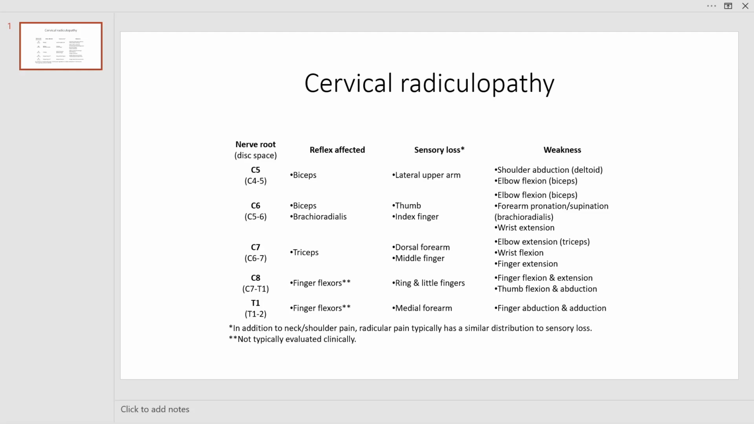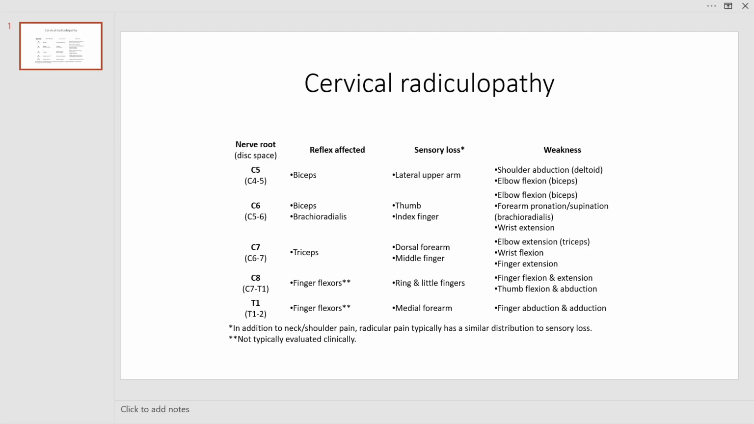Hello, it's OFP, likely to discuss about cervical radiculopathy. Starts with the nerve root. The nerve root C5, the reflex affected is biceps jerk, or biceps jerk is lost.